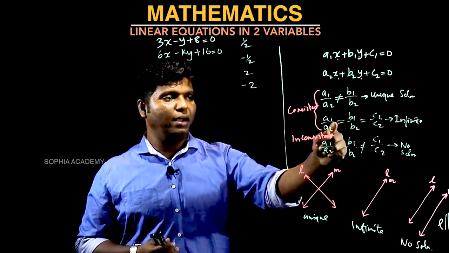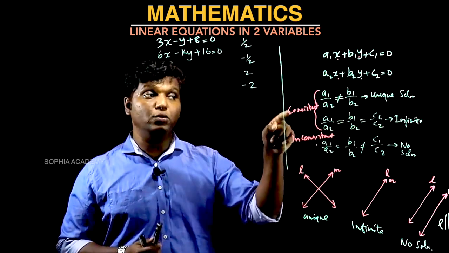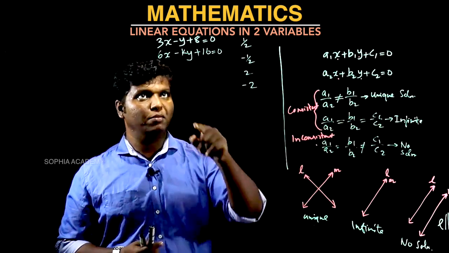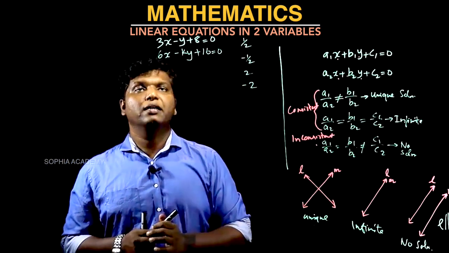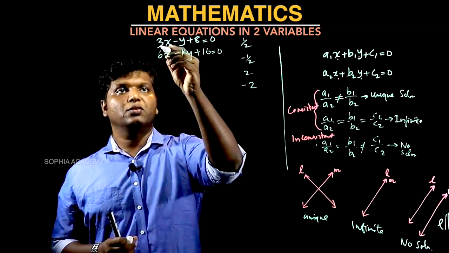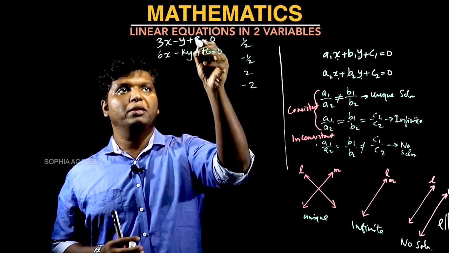So keeping that in your mind, this is the condition: a1 by a2 is equal to b1 by b2, and that's equal to c1 by c2. So here let us bring them together. What is a1 by a2? Tell me. Here it is, a1 is this 3, this one a1 by a2, b1 by b2, c1 by c2.